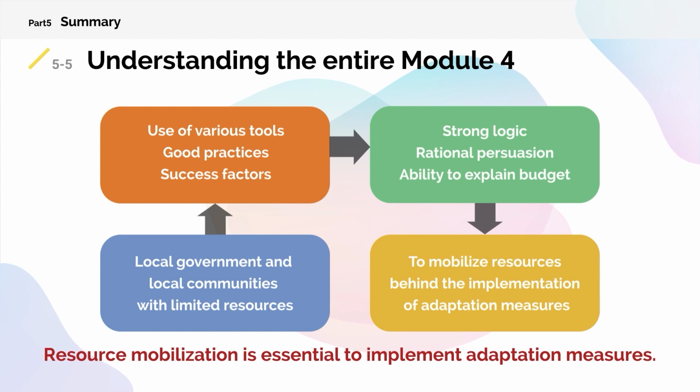Finally, here is the summary for Module 4. This module aims to help local governments and communities, which have limited resources compared to the government, improve their ability to explain their budgets with strong logic and rational persuasion, citing scientific evidence via various tools and learning from useful examples and their success factors. This is the big picture of Module 4.